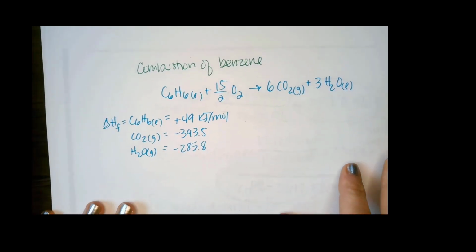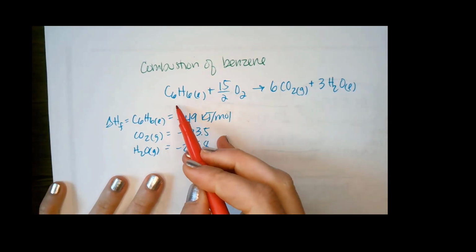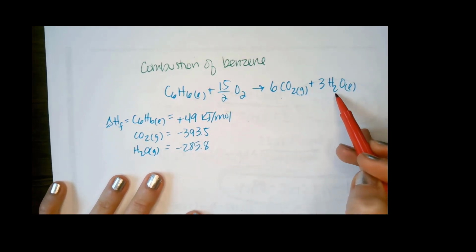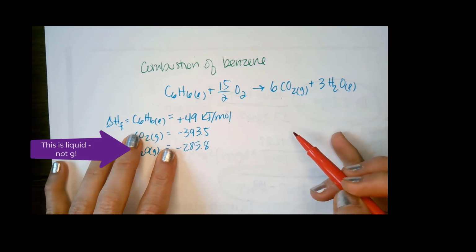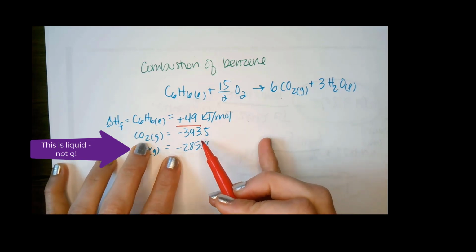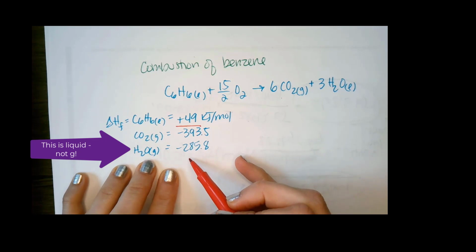All right, let's do one more here. The question wants us to calculate the standard enthalpy of combustion for benzene. And we're given the equation here. We've got benzene plus oxygen. That's a combustion reaction to give us CO2 and H2O. And we're given that the enthalpy of formation of benzene is plus 49 kilojoules per mole. And then I looked in the appendix to find the enthalpy of formation of CO2 and H2O.